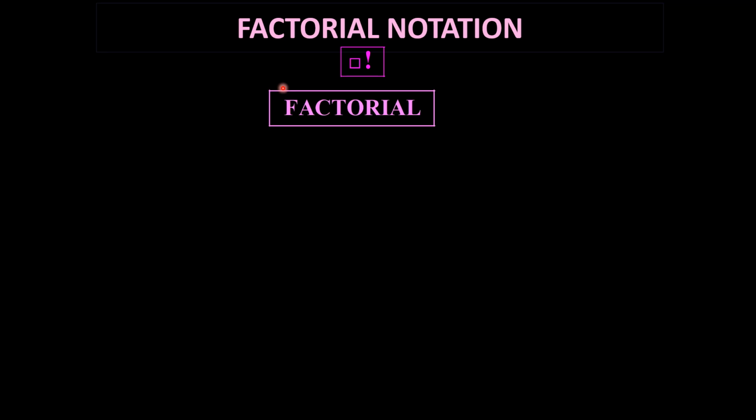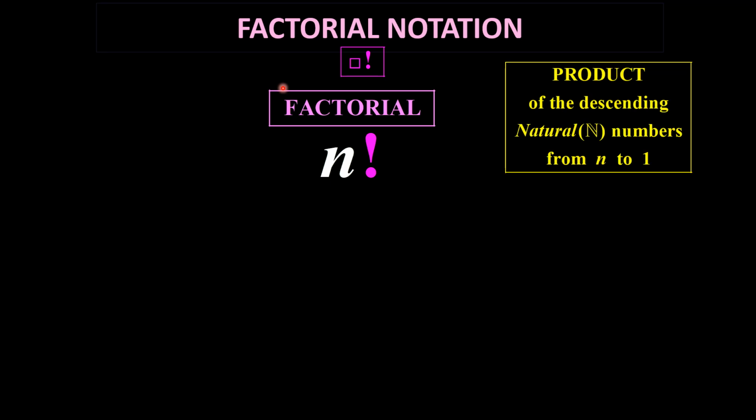Now let's introduce another notation. See there we've got an exclamation mark, and that we actually refer to as a factorial. Right? For example, n factorial, what does that mean? We could have 7 factorial, 11 factorial. n has to be a natural number. So that actually means it's the product of the descending natural numbers from n to 1.